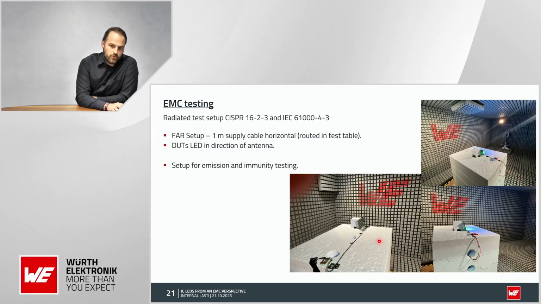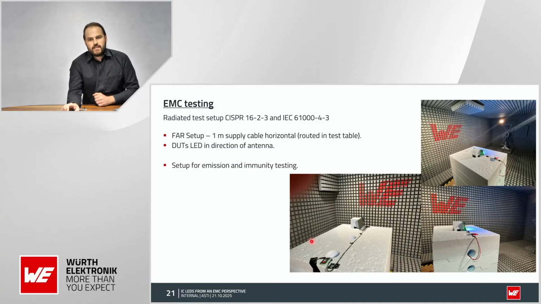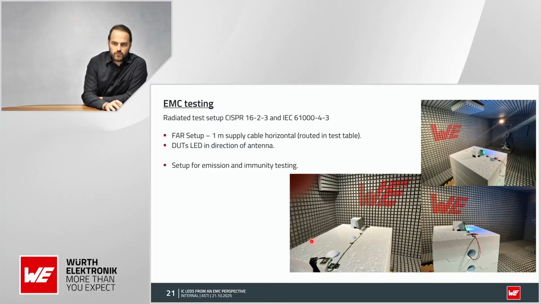When we split up the boards, we will still have the 1 meter cable in this cable harness inside the table, but on top we will also have the 1 meter cable running from the MCU to our IC LED panel. We use this setup for radiated emission and immunity, of course. So in the next slide we will have a quick look on the EMC test results.